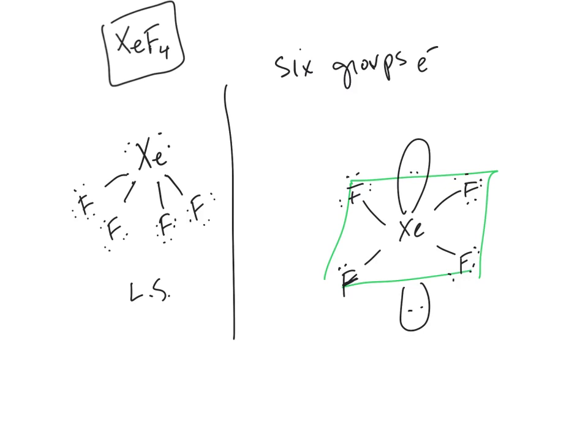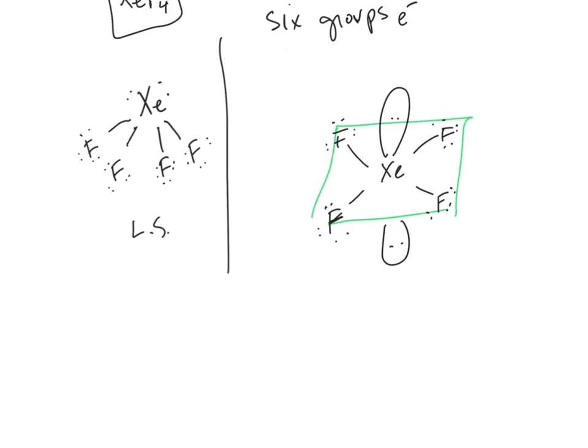So just think of the bonds part of it, and you've got these fluorines in a square. So this is a really interesting example as well. This one's called square planar. And again, the bond angle is good enough for me. They're 90 degrees. In fact, they are 90 degrees in this one.